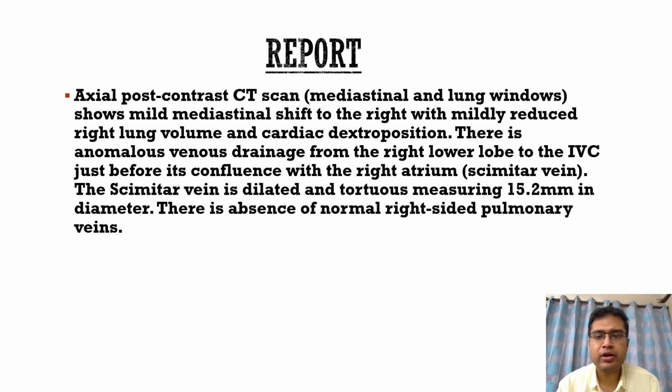On the axial post-contrast CT scans of the mediastinal and the lung windows, we saw some mediastinal shift to the right along with reduced right lung volume and cardiac dextroposition. It was dextroposition and not dextrocardia because the cardiac apex pointed to the left. There was anomalous venous drainage from the right lower lobe to the IVC just before its confluence with the right atrium. That is the scimitar vein, and the scimitar vein was dilated and tortuous. And there was absence of normal right-sided pulmonary veins, which you can see by scrolling back in the video.